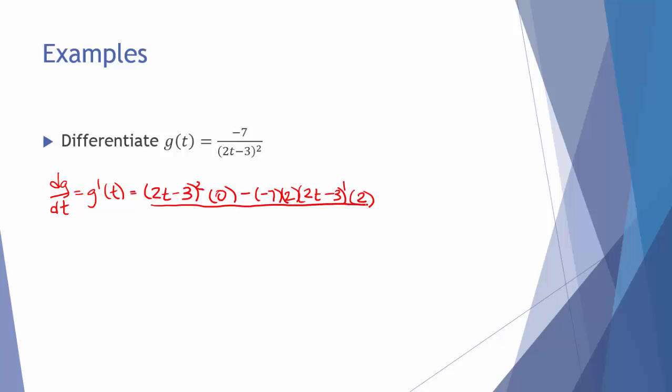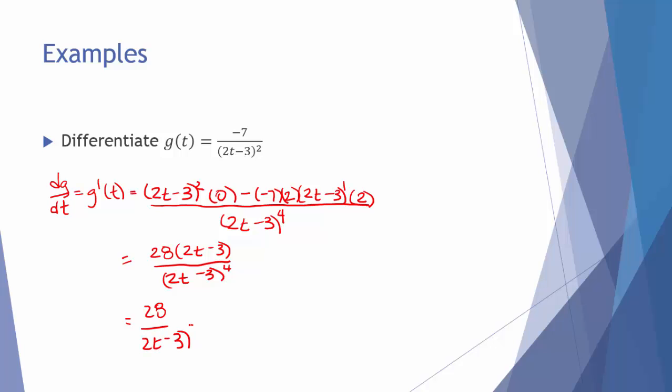And then we put that all over the denominator squared. So that'll be 2t minus 3 to the fourth power. So when we clean that up, notice the first term gets multiplied by 0, so it becomes 0. My second term becomes positive, and I get 7 times 2 times 2. That'll be 28 times 2t minus 3 to the first power, so I'm just not going to write that, over 2t minus 3 to the fourth power, and those are nicely going to cancel, and I get 28 over 2t minus 3 to the third power. That is one way of going about this.